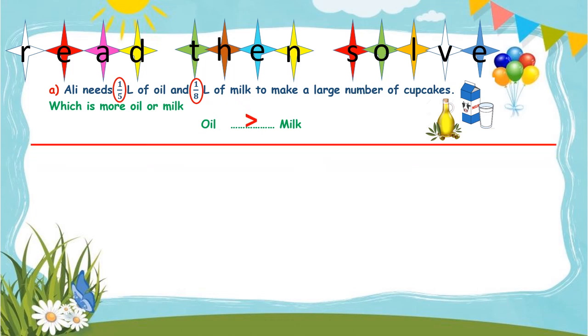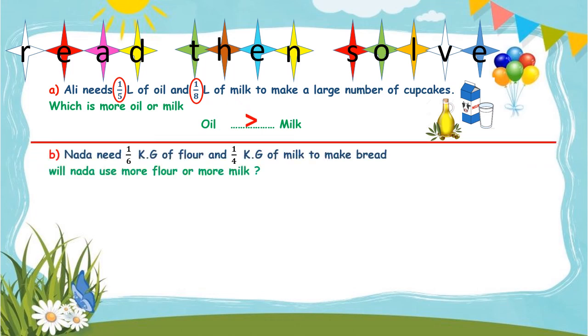Excellent. The next one. Nada needs 1/6 kilogram of flour and 1/4 kilogram of milk to make bread. Will Nada use more flour or milk? Okay, 1/6 is more or 1/4? Excellent, 1/4 because the denominator is small. So the flour is less than the milk.